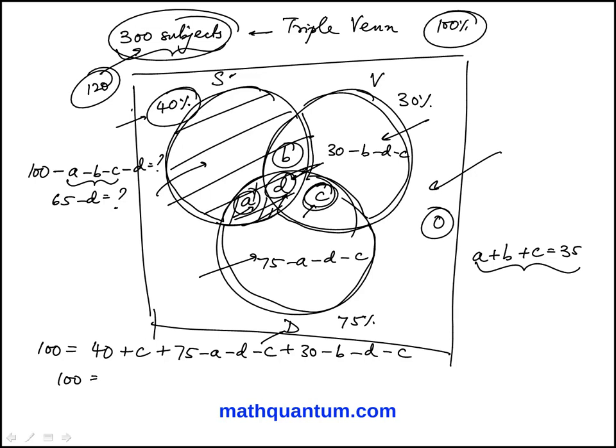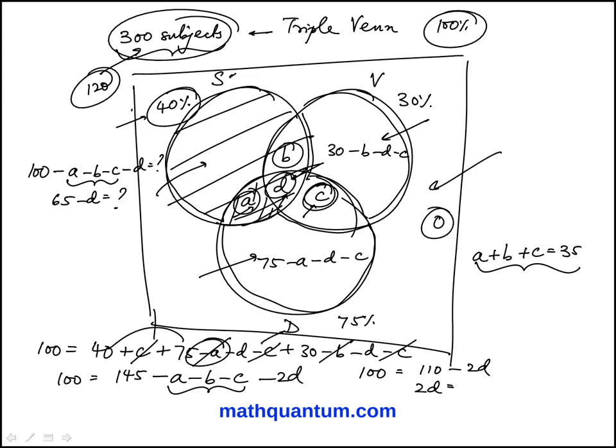So this would be 115, 145, and then, let's see, the C terms drop out, and I'm going to have A minus A minus B minus C. Again, be very careful with the simplification, minus 2D. The sum is 35, so this is 100 equals 110 minus 2D, or 2D is 10, or D is 5, which is what we needed.